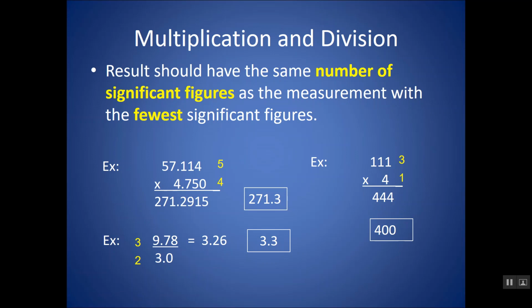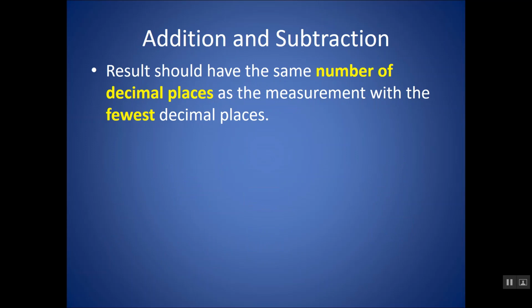I am counting the sig figs in the numbers going into my calculation and rounding my answer to the fewest amount. Addition and subtraction has a slightly different rule, so make sure you memorize the difference. With addition and subtraction, my result should have the same number of decimal places as the measurement with the fewest decimal places. So I am counting the number of places after the decimal, and that's what my answer should have, the same as the fewest.